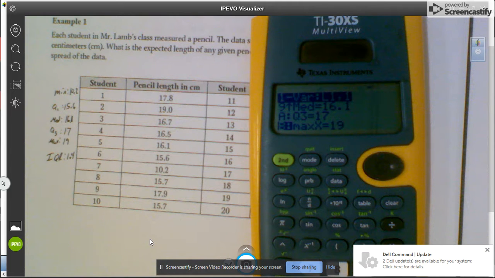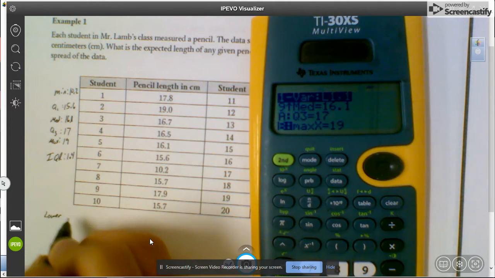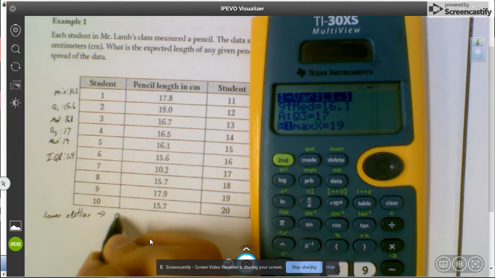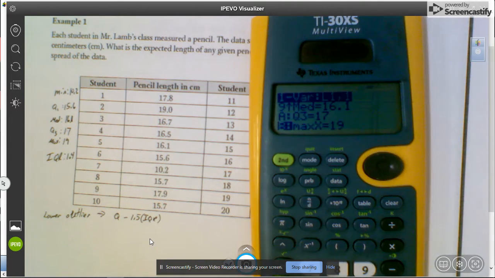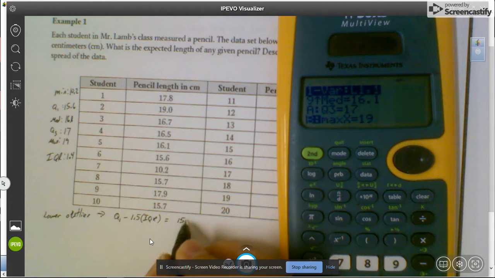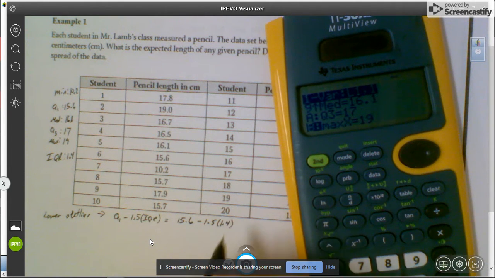Now, we have not talked about how to calculate outliers, but here's what you do. To find your outlier boundaries, you take 1.5 times your IQR, and then you subtract that from Q1 and add it to Q3. So for a lower outlier, you are going to do Q1 minus 1.5 IQR, which in our case would be Q1, which is 15.6, minus 1.5 times 1.4.